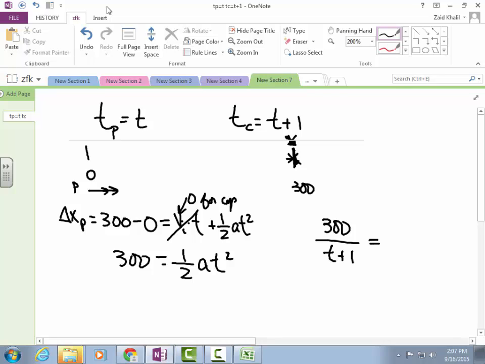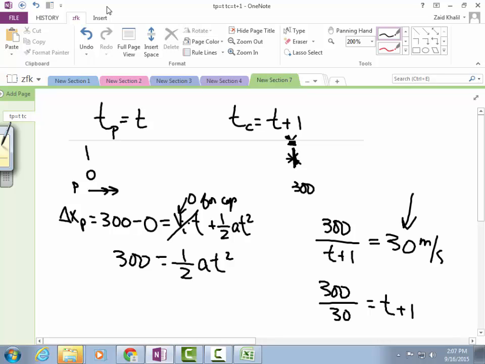We can. The whole point is that they're equivalent. So, and what's his velocity? 30 meters per second. That's his speed, or his velocity. And so therefore, we can use this to solve for t. What do we get? We get 300 divided by 30 is equal to t plus 1, which tells us that t equals 9.